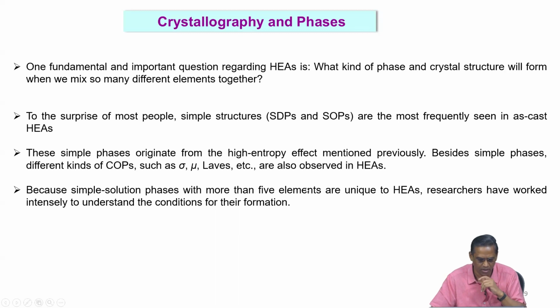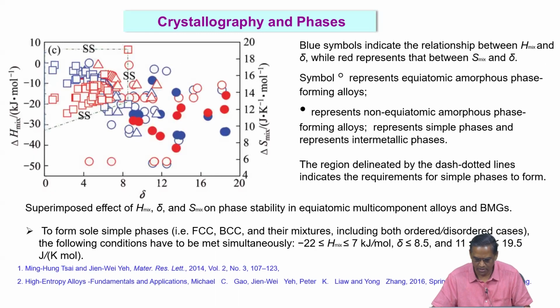Anyway, this is a similar plot to what we have already seen. This is of course the thermodynamic effect. I am just reinforcing that idea, because people have given some threshold values for the ordered and disordered cases. The similar plot we saw in the previous slides, but what I am trying to show here again is that to form solely simple phases like FCC or BCC and their mixtures, including both ordered and disordered cases, the following conditions have to be met simultaneously.